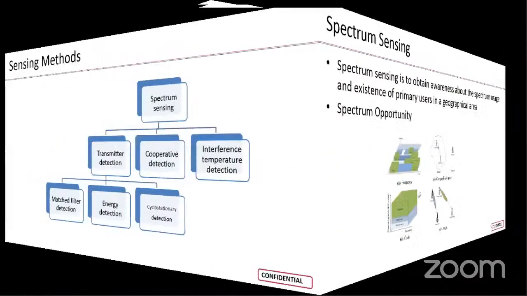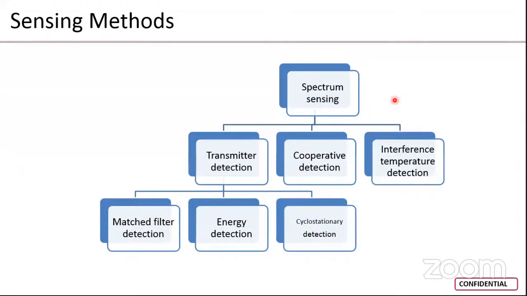So that is about the spectrum analysis, and these are the sensing methods. For spectrum sensing, you have methods like transmission detection, cooperative detection, interference temperature detection, matched filter detection, energy detection, and cyclostationary detection. For each type of sensing method, you have a specific algorithm that works in the background. You should have an idea of those algorithms also. As of now, we'll move ahead. I just mentioned the sensing methodologies.